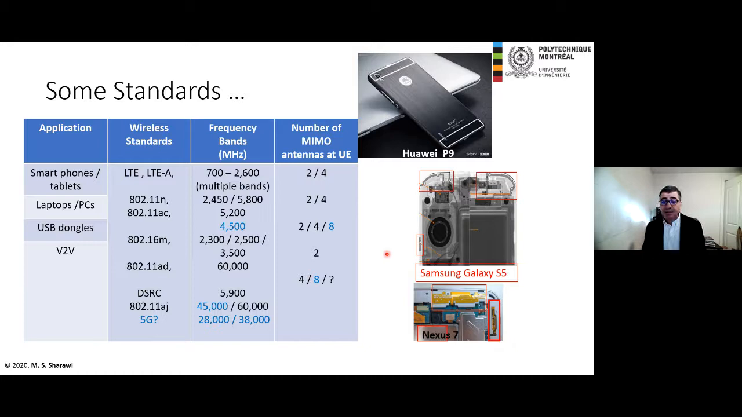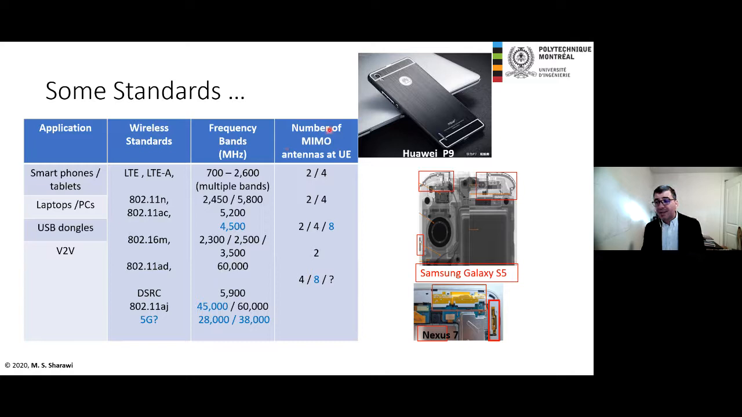Of course, a lot of standards nowadays are relying on multiple antennas and MIMO. So we can see here that smartphones, tablets, laptops, USB dongles, vehicle-to-vehicle communications, we have defined a lot of standards that utilize multiple antennas. Like here, for example, the AC can go up to 8 antenna elements, and so on and so forth. Of course, these applications cover a huge, wide range of frequency bands, starting from 700 megahertz up to 60 gigahertz, depending on the application.